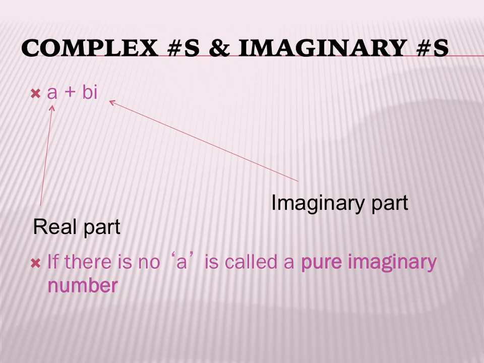Complex and imaginary numbers have 2 parts. The real part, which is the part that doesn't have an i, and the imaginary part, which is the part that does have an i. They are labeled as a and b. So a is the real part that doesn't have an i, and then the b is the imaginary part that does have the i attached to it. If there's no a, which means it will look something like 2i or -3i, then it's called a pure imaginary number.